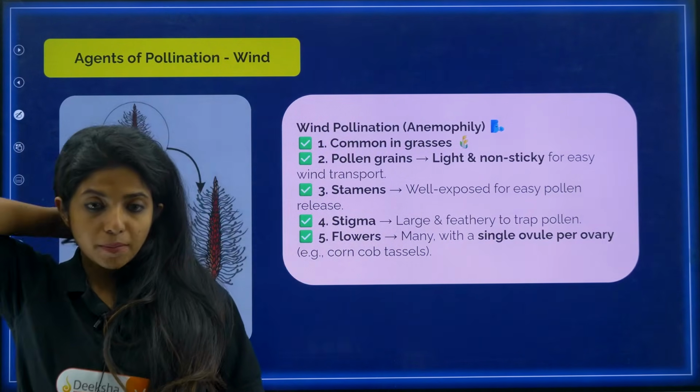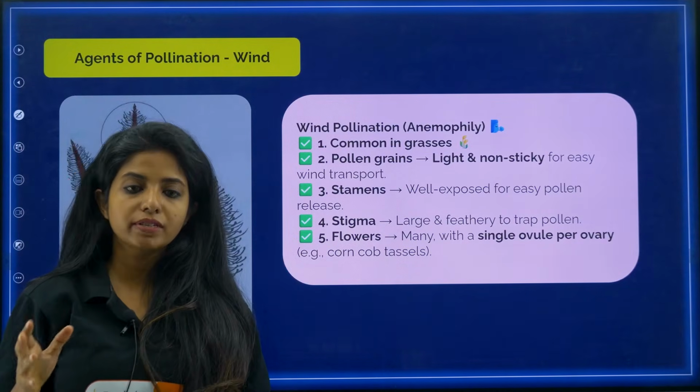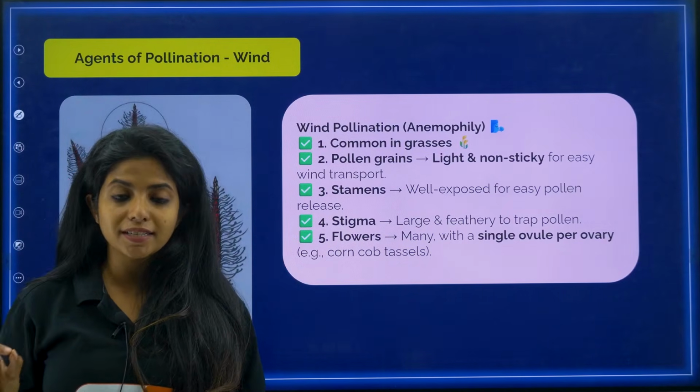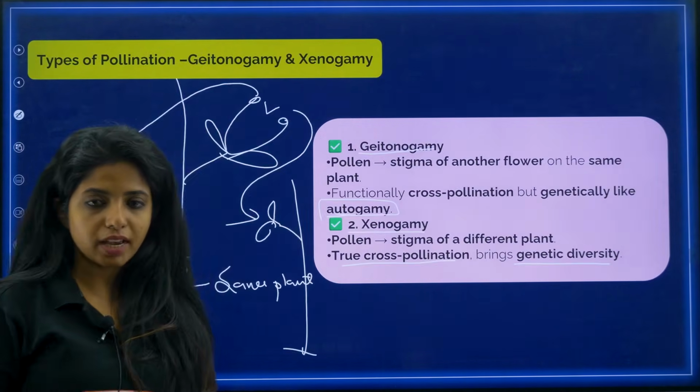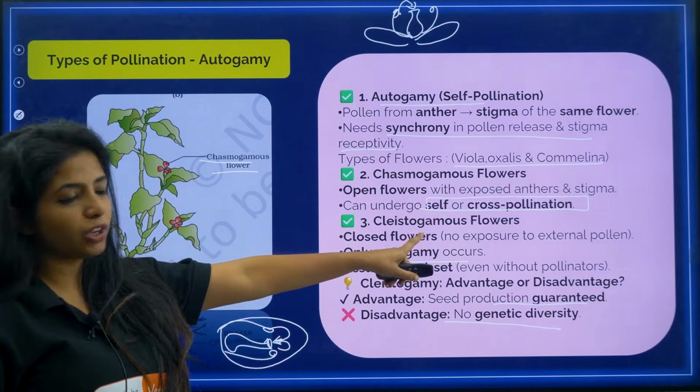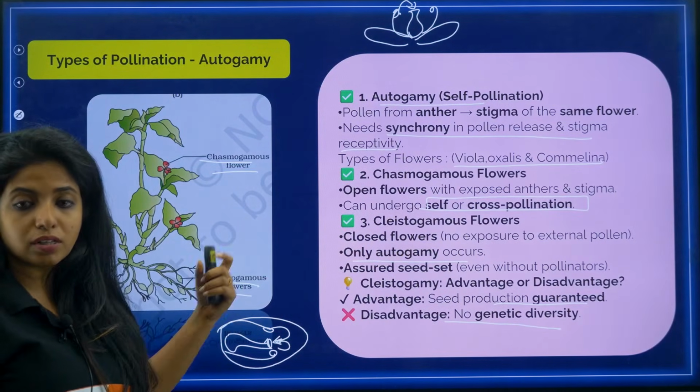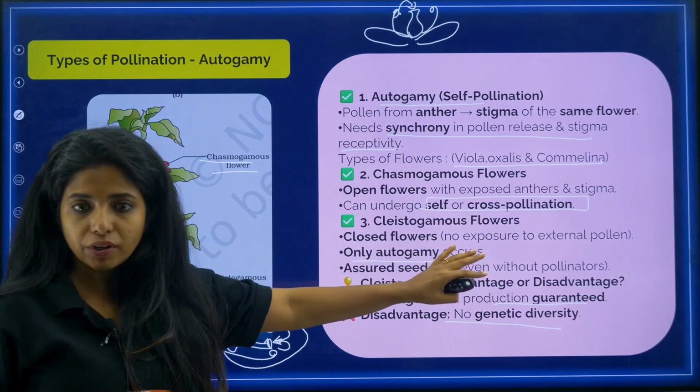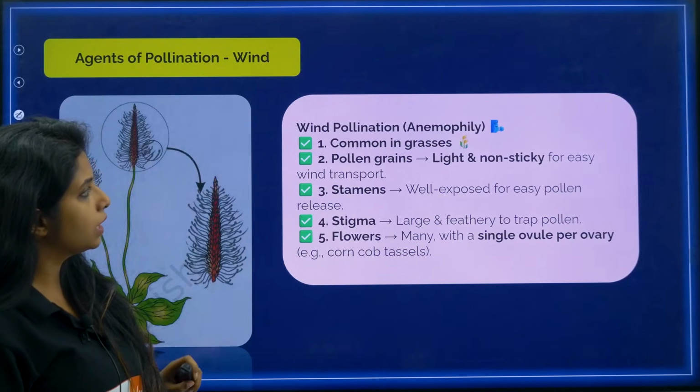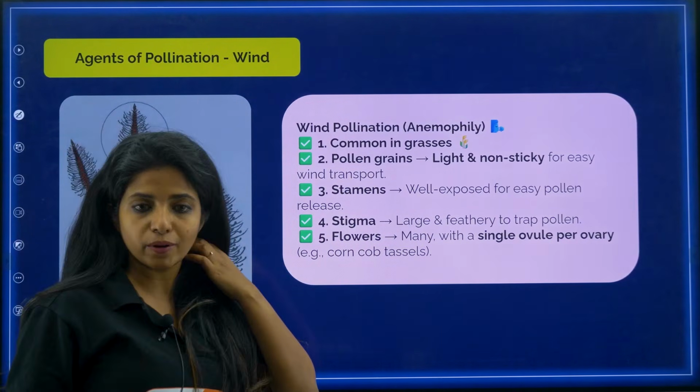So now if we talk about agents of pollination. Now pollination, obviously you need pollinators unless and until it is closed flowers, as you saw over here in the case of cleistogamous flowers, that is Oxalis, Viola and Commelina, they have it. Okay. Now going ahead, there are different agents of pollination that we need.